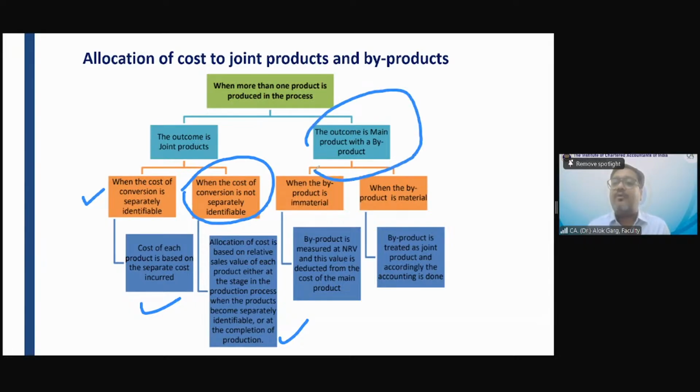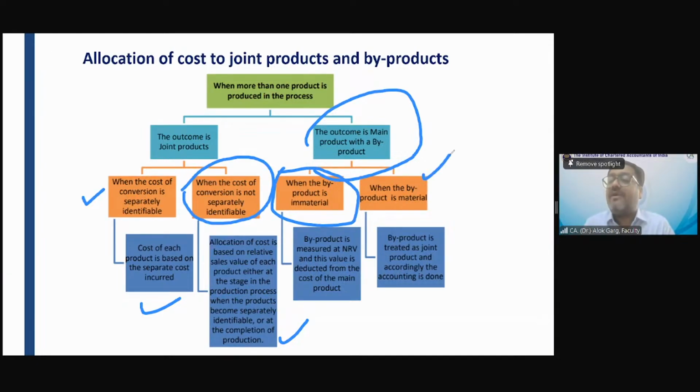What happens if the outcome is a main product? Sorry, the outcome is a byproduct. Okay. So the petrol has come, and with petrol, kerosene has also come, and the value of the kerosene is, let's say, 10 rupees per liter. If the byproduct is immaterial, then whatever is the selling price, the net realizable value of the byproduct, that has to be reduced from the cost of the main product. That has to be reduced from the cost of conversion of the main product.